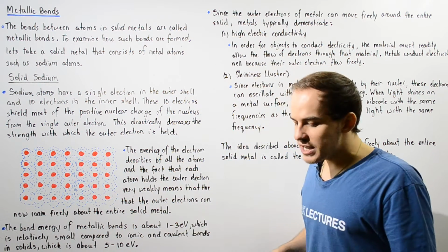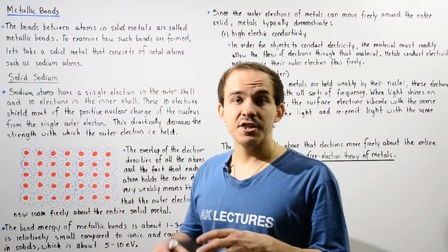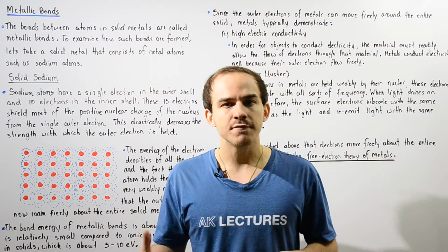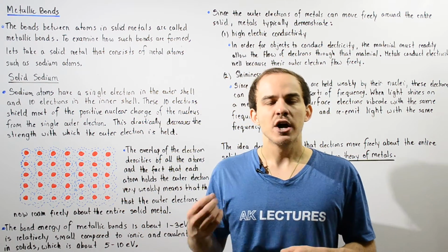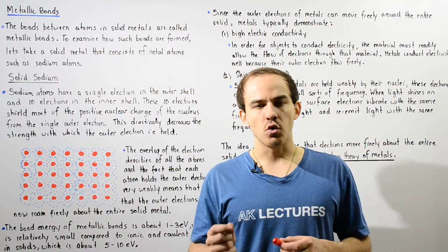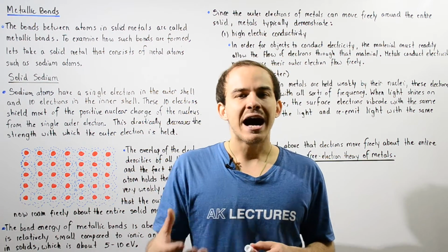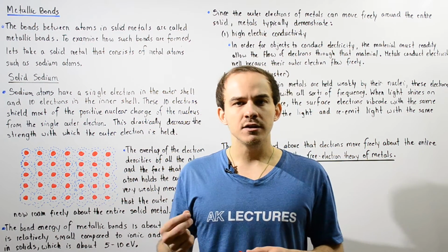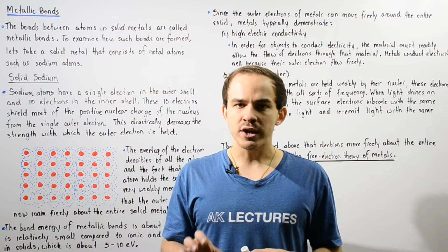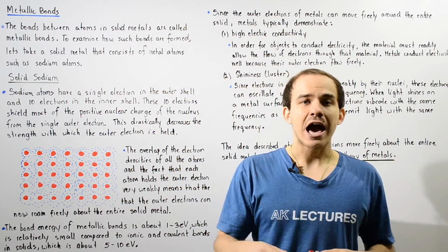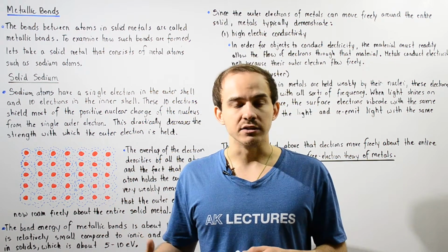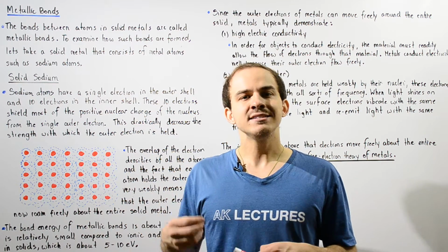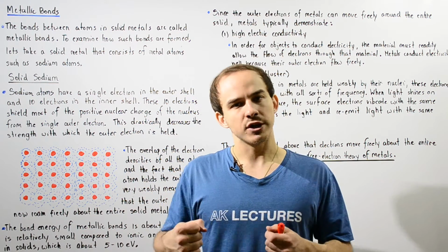Now, because we have 10 electrons found in the inner shell, these 10 electrons basically shield most of the positive nuclear charge found inside the nucleus of the sodium atom. And that means the positive effective nuclear charge that the outer electron feels decreases, and this decreases the force with which our outer electron is actually held. So that means the outer electron of our sodium atom is held by a very weak electric force.